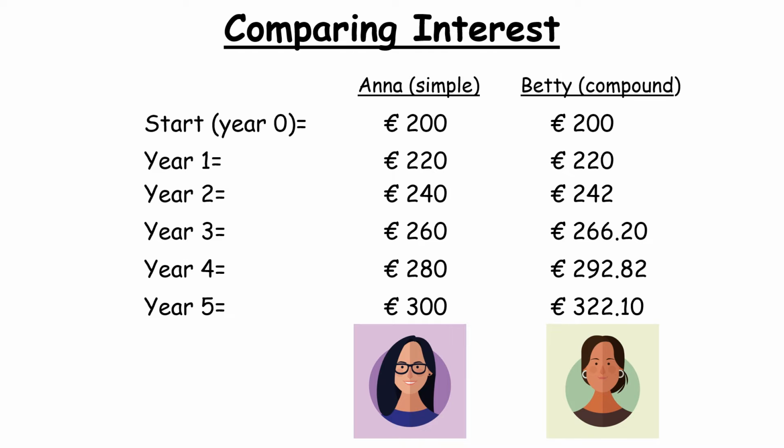So Betty ends up with €22.10 more than Anna did. So the simple interest is something that I suppose we don't really see out in the real world. It's more likely that we have compound interest. Compound means to add together, and the reason it's called compound interest is because you're getting interest on the interest. Your interest is compounded, so you're making lots of extra money because you're getting interest on the interest as well.